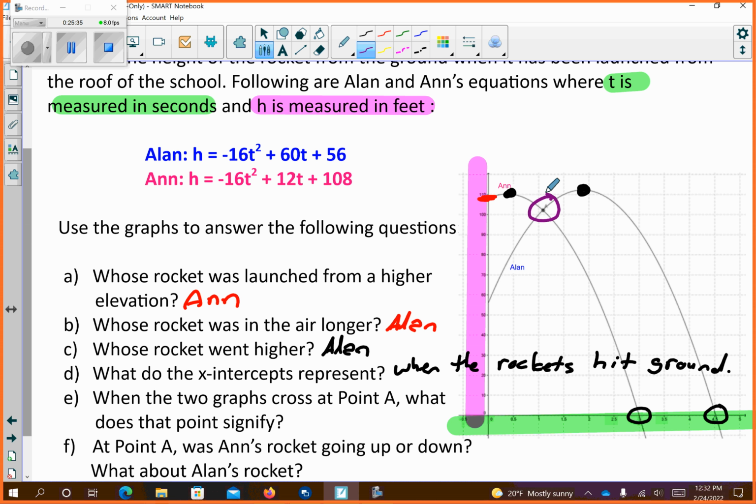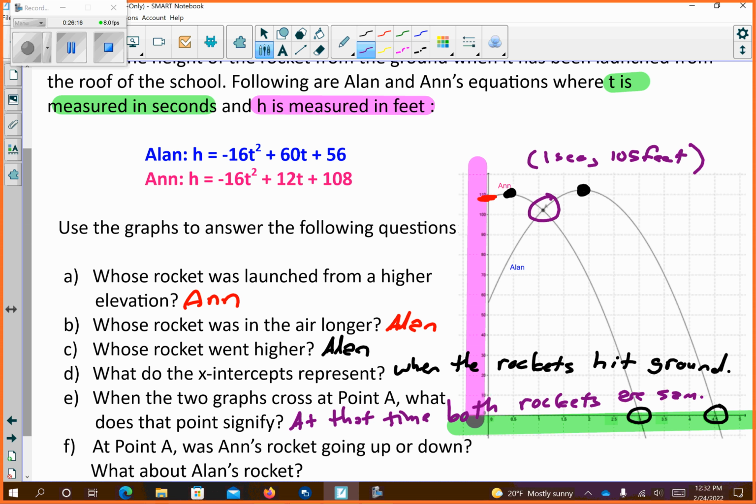You know, at 1 second into the launch, it looks like they're both a little bit above 100 feet. Just above 100 feet. So this is the point, basically, 1 second, comma, I don't know, 105 feet. Okay, so what's significant at that time, both rockets are at the same elevation or height, however you want to say it, it's fine.